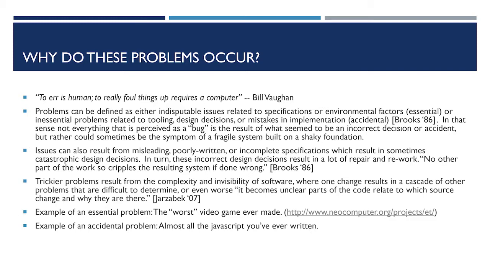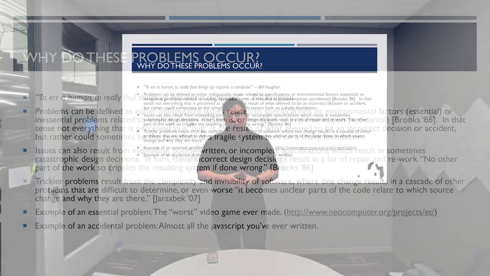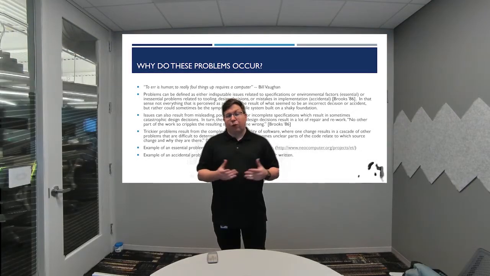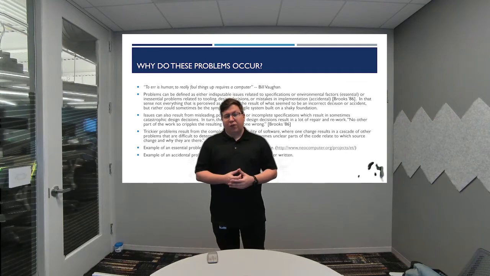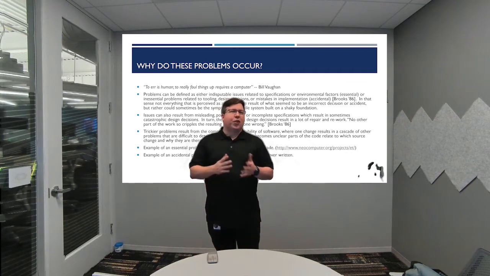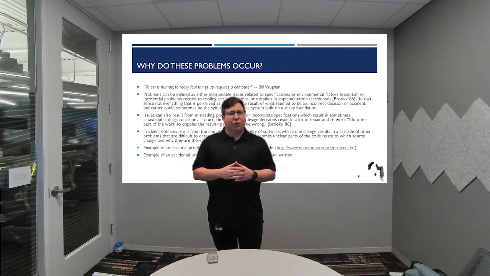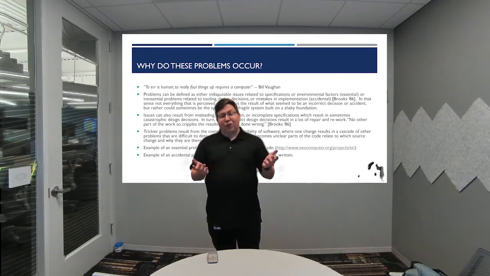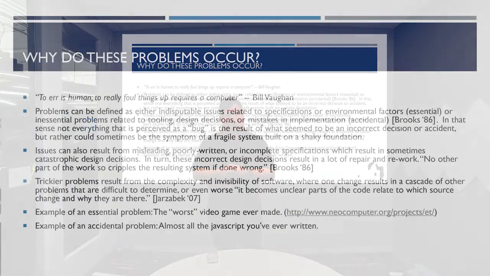In turn, these incorrect design decisions result in a lot of repair and rework. Or as Brooks says it best, no other part of the work so cripples the resulting system if done wrong. Some of the trickier problems stem from essential problems such as complexity and visibility, where one change could result in a cascade of other problems that are difficult to determine, or even worse, it's unclear what parts of the code relate to what source change and why they're there, as Jarzobec states.